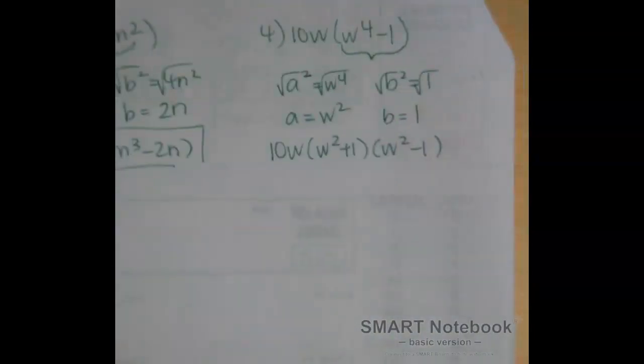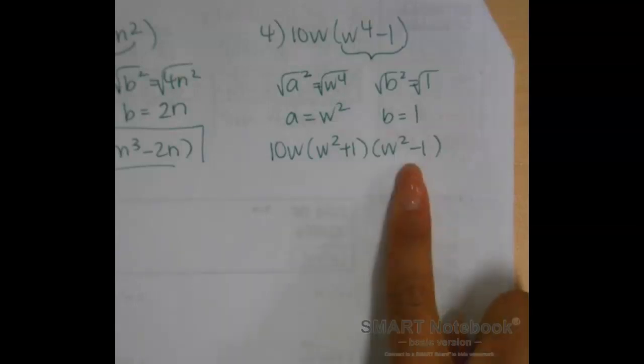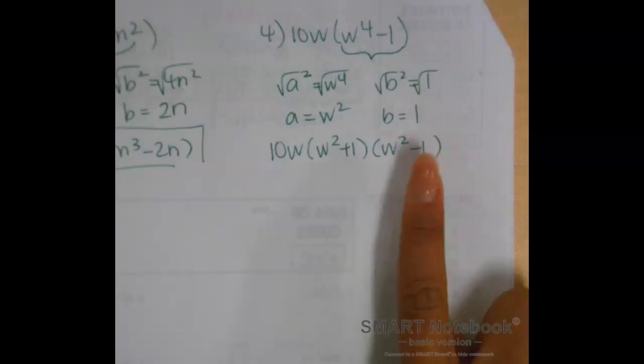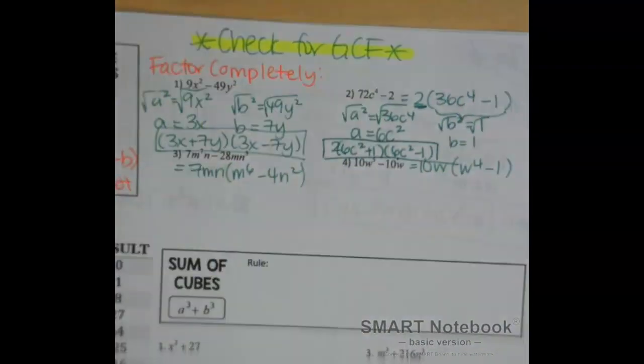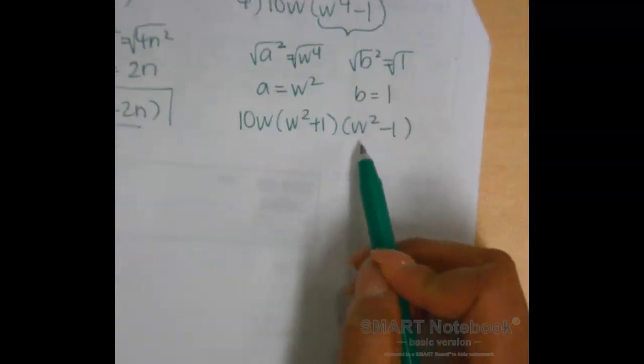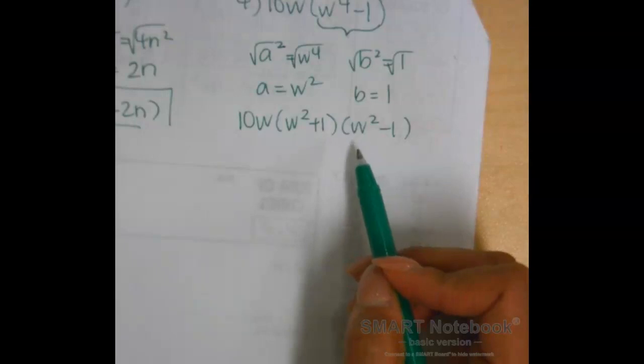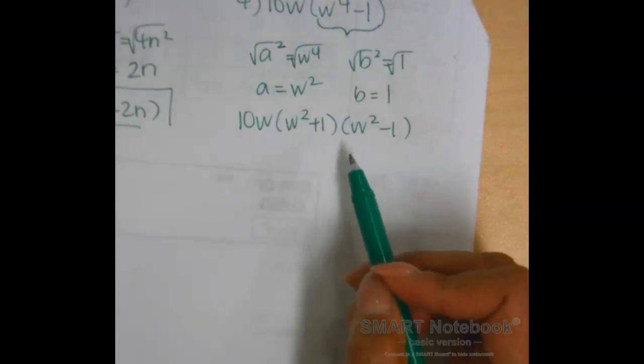Let me ask you this. Are you done? Rua, what's wrong? What else can you still do? Why? What is it? It's another difference of squares. So you see how that w squared minus 1 is there? And you see how I wrote the directions on the front page saying factor completely? If you don't do this last step that Rua just said, you're not going to get full credit. Factor completely means you need to keep factoring until you can't factor anymore.